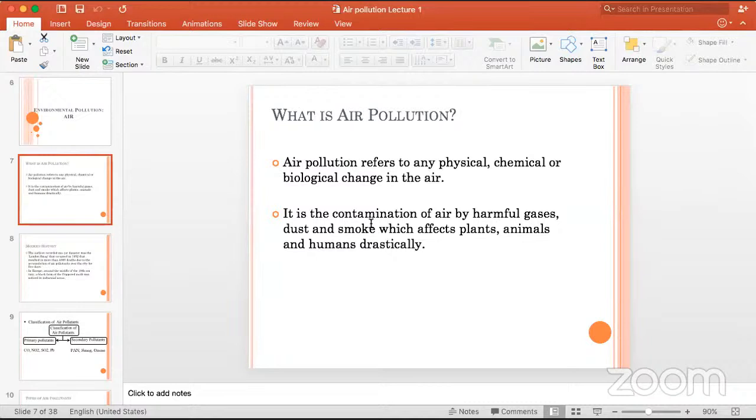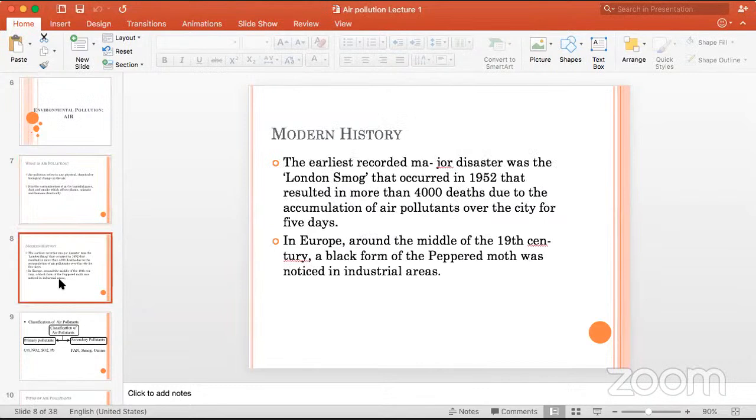Now, air pollution has been taking place for a long, long time. The first case of air pollution was noticed during the Industrial Revolution. Okay. So, Industrial Revolution, or IR, as we say.